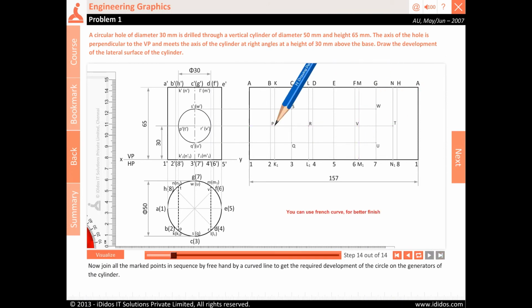Now join all the marked points in sequence by freehand by a curved line to get the required development of the circle on the generators of the cylinder.